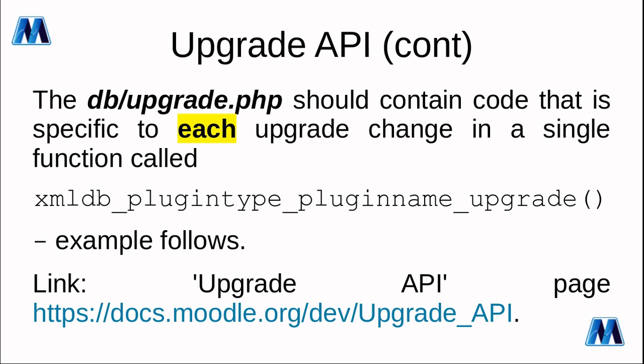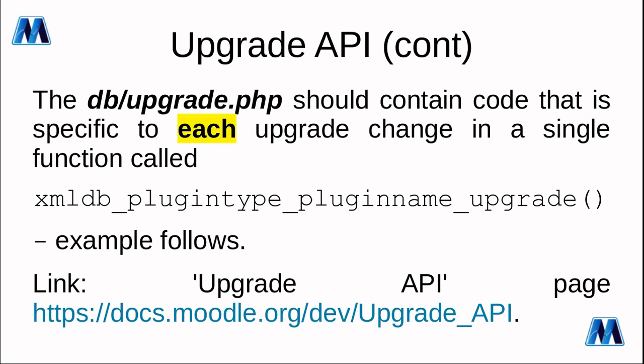Right. So the upgrade API is called in your upgrade.php file in your db folder, and it should contain code that is specific to each upgrade change in a single function. And that's the function: your component name, that is your plugin type and plugin name, underscore upgrade, prefixed with xmldb_.